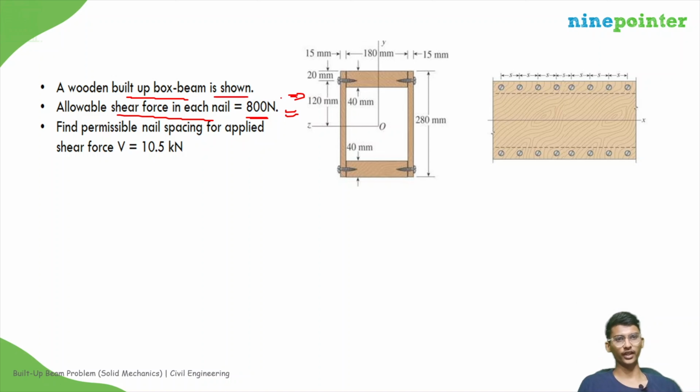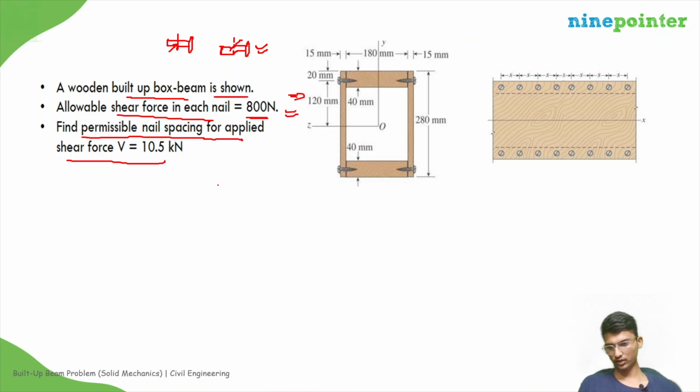After that it will fail. See, if we take a nail and the shear force is acting here, then after failure it will become like this, right? That is shear failure in bolts or nails. Find the permissible nail spacing for an applied shear force V equal to 10.5 kilonewtons.